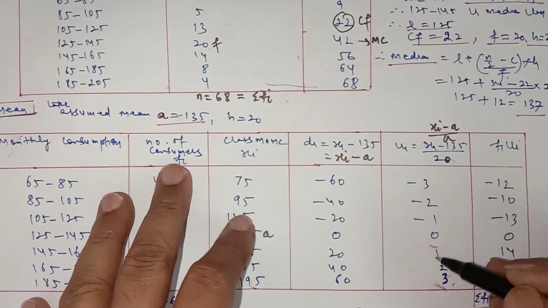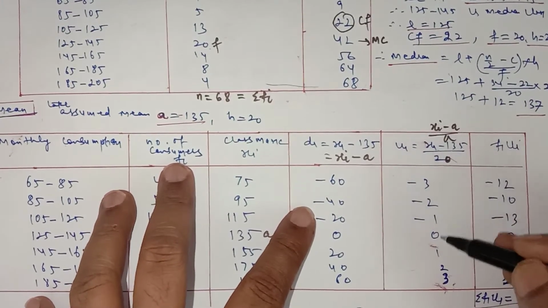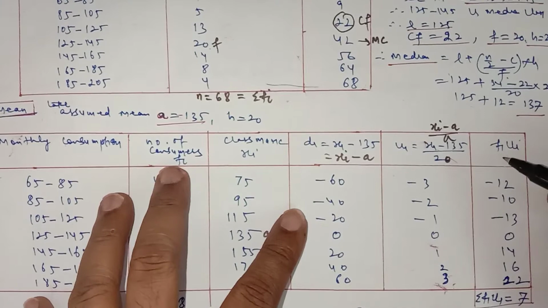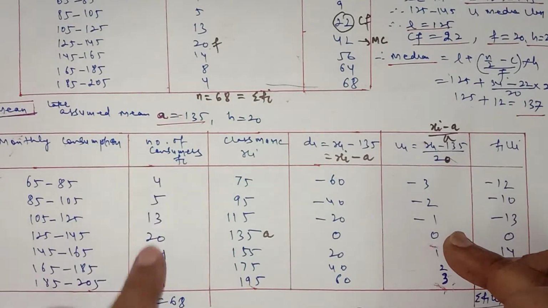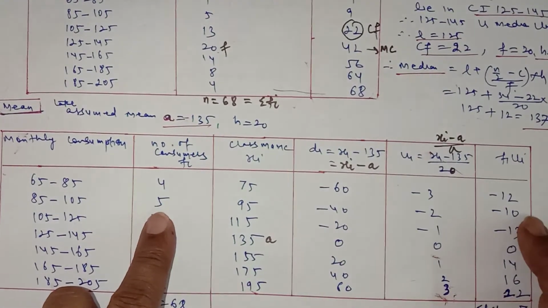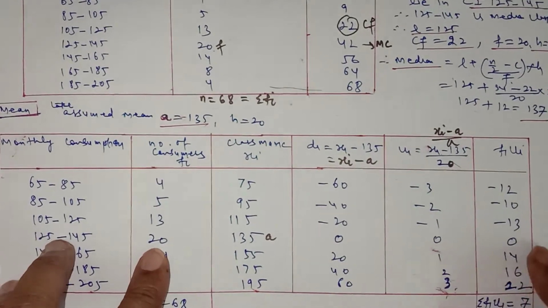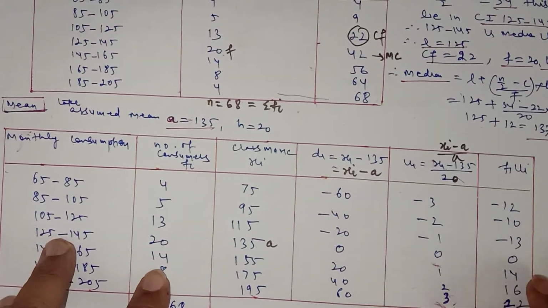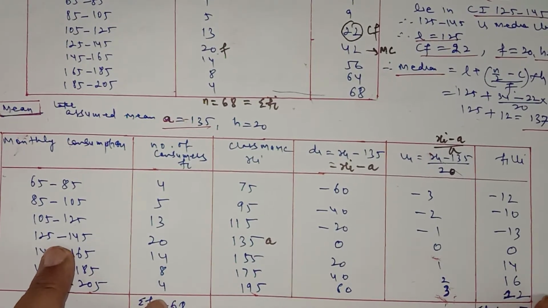Start from 0, 1, 2, 3, minus 1, minus 2, minus 3. Or if we are getting minus 3, then minus 2, minus 1, 0, 1, 2, 3. Then you have to find the column of fi ui, which is obtained by multiplying this column with this frequency fi. So 4 into minus 3 is minus 12, 5 into minus 2 is equal to minus 10, 13 into minus 1 is equal to minus 13, 20 into 0 is equal to 0, 14 into 1 is equal to 14, 8 into 2 is equal to 16, 4 into 3 is equal to 12.